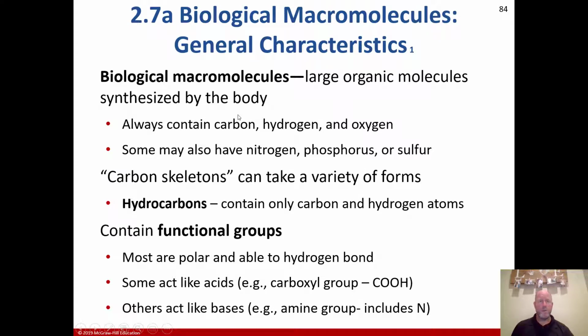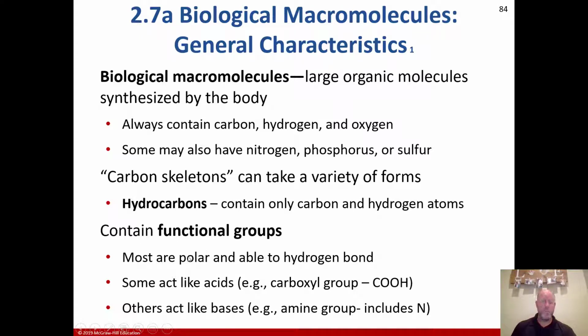So starting first with biological macromolecules, they are the large organic molecules that are synthesized by the body. They always contain carbon, hydrogen, and oxygen. Some may also have nitrogen, phosphorus, or sulfur. Carbon skeletons can take a variety of forms. Hydrocarbons contain only carbon and hydrogen atoms.